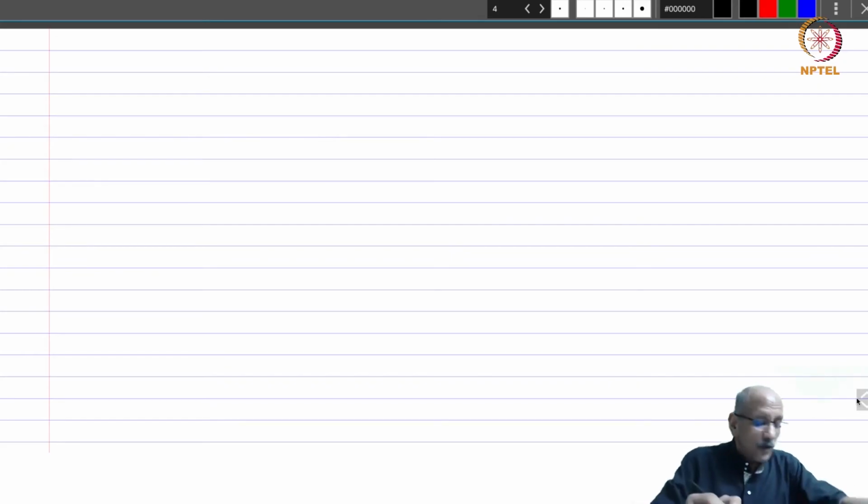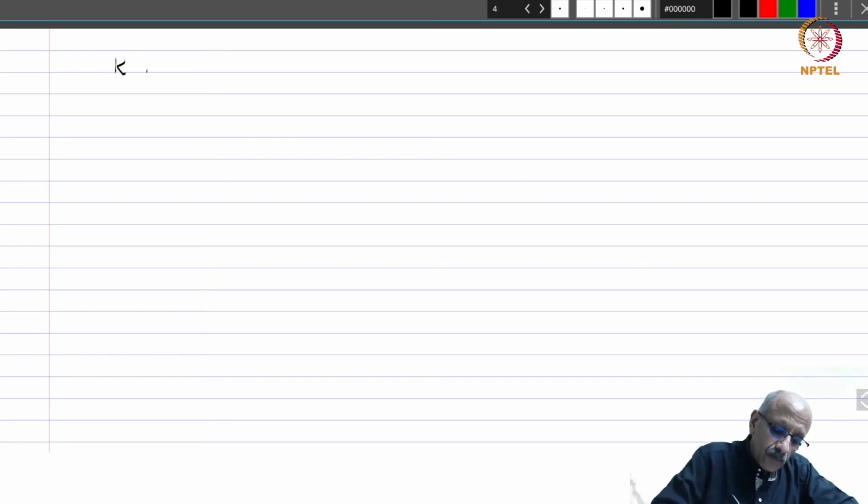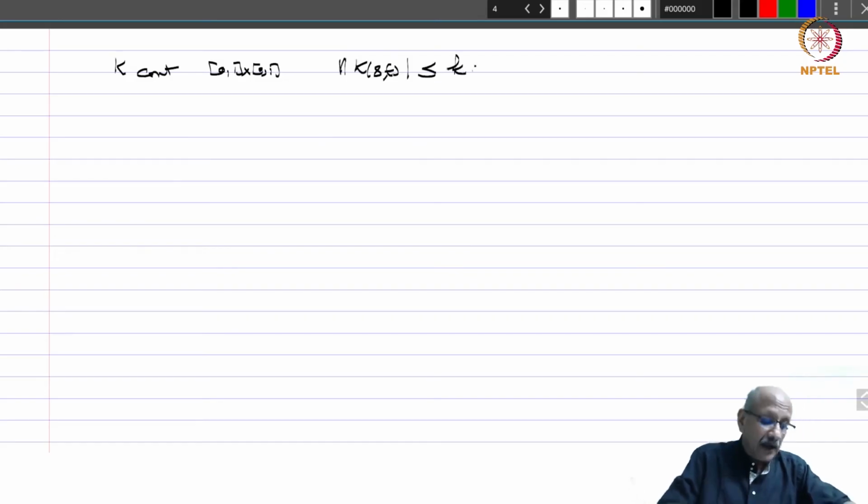Okay, so K is continuous on the compact set [0,1] cross [0,1]. So it is uniformly continuous and bounded. So let us say we have that mod of K(S,T) is less than or equal to some constant k.